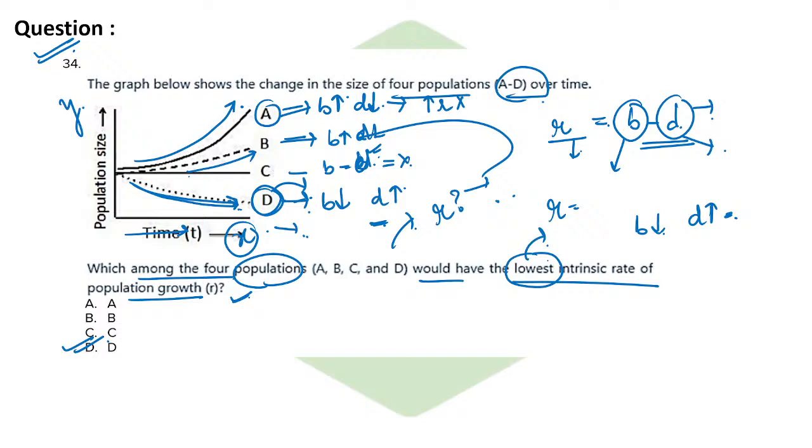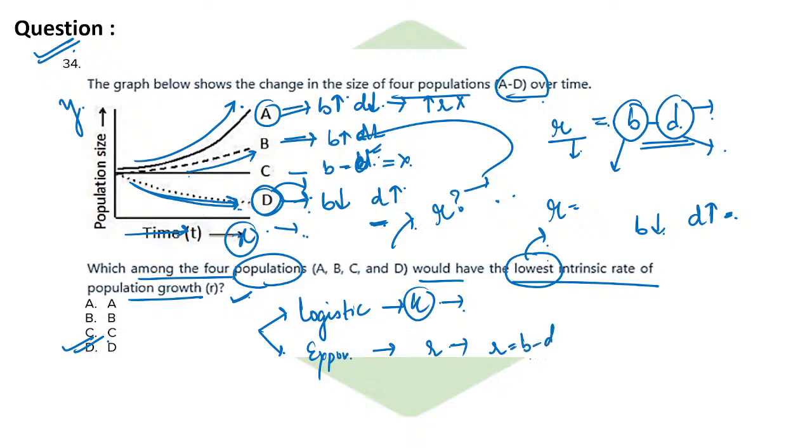Everyone check whether it's clear or not. You just have to apply the concept of intrinsic rate of increase, or intrinsic rate of population growth. There are two ways in which we showcase population growth. One is logistic, the second one is exponential. Exponential is based upon R. Logistic is based upon the carrying capacity. Carrying capacity is calculated via a different formula, and intrinsic rate of increase is via B minus D.